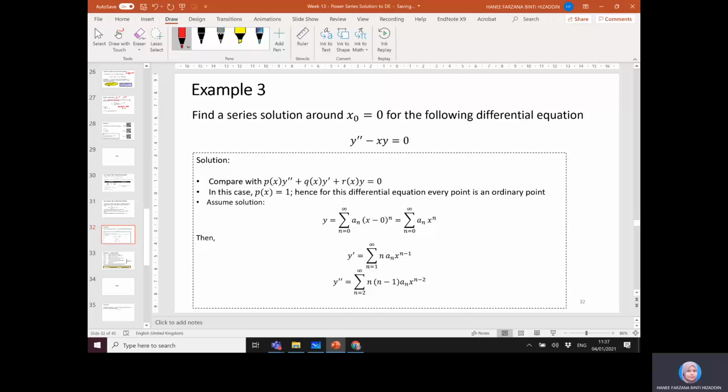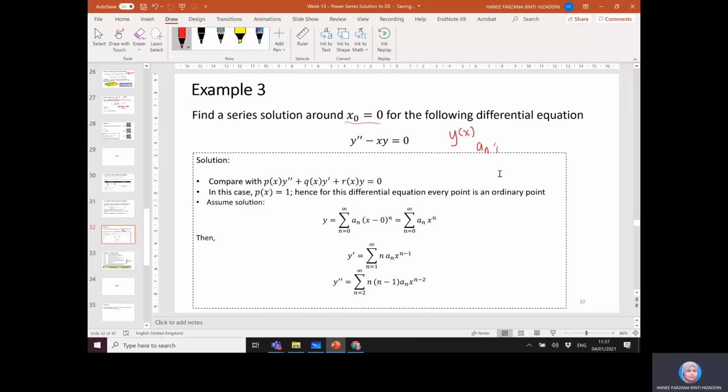So let's do this example straight away. You need to find a series solution around x naught equals 0 for the following differential equation. You are given y double prime minus x y equals 0. So we want to find the solution, i.e. the y of x, and the corresponding coefficients a n: a0, a1, a2, a3, and so on.